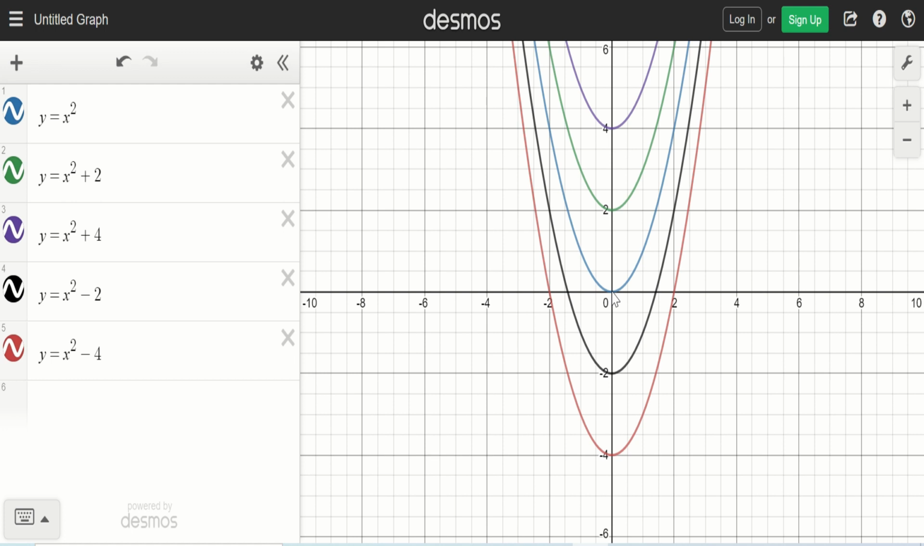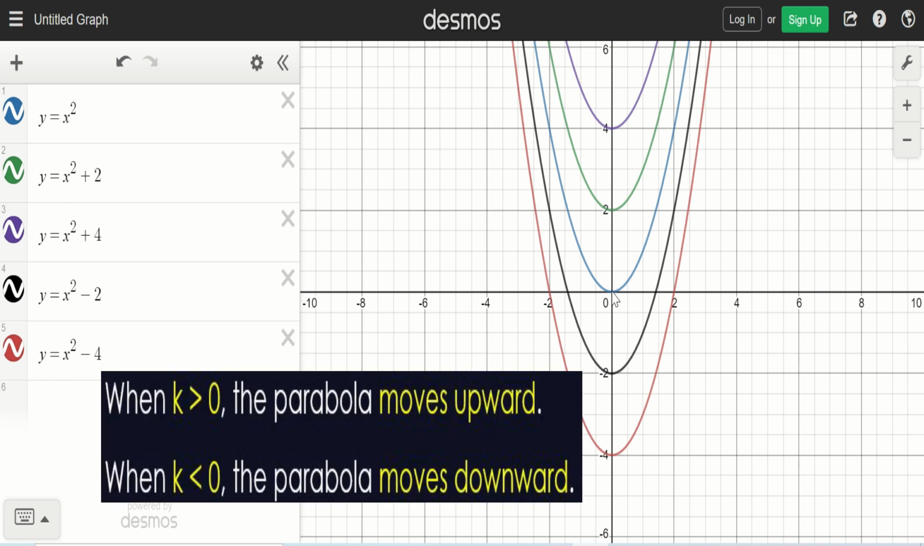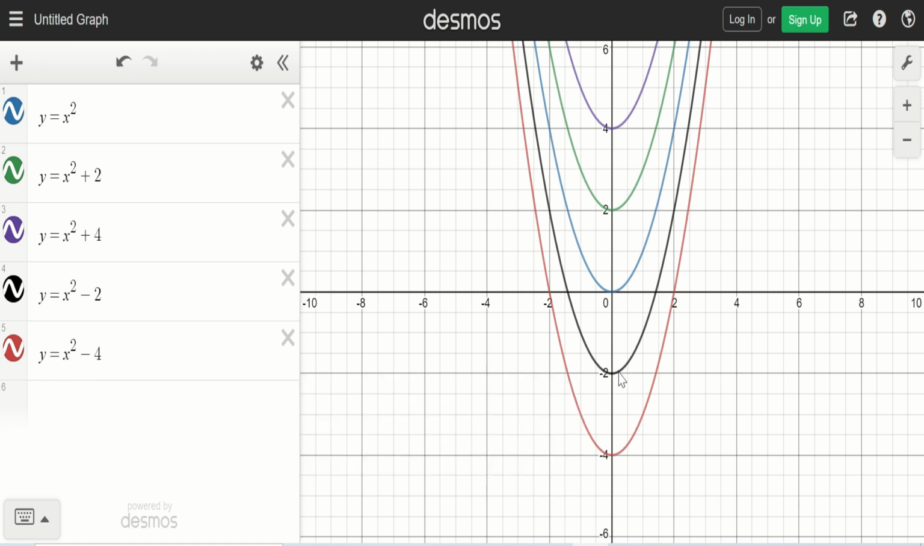Therefore, from the function y is equal to ax squared plus k, if the value of k changes, then when k is greater than 0, the parabola moves upward. But when k is less than 0, the parabola moves downward. So that's it for our video.